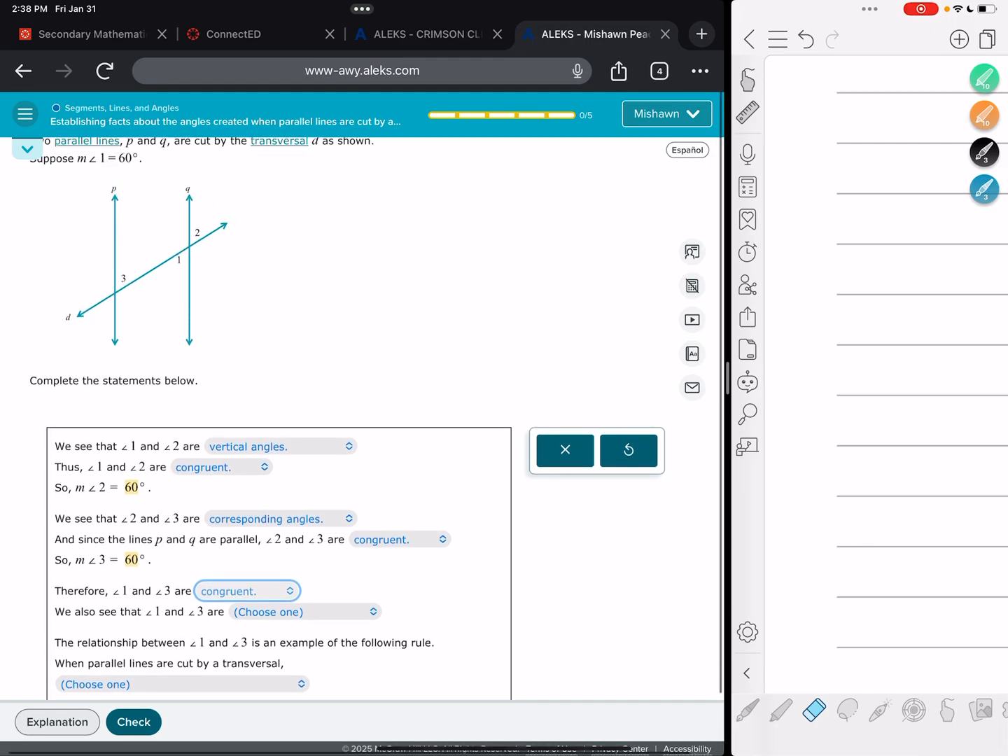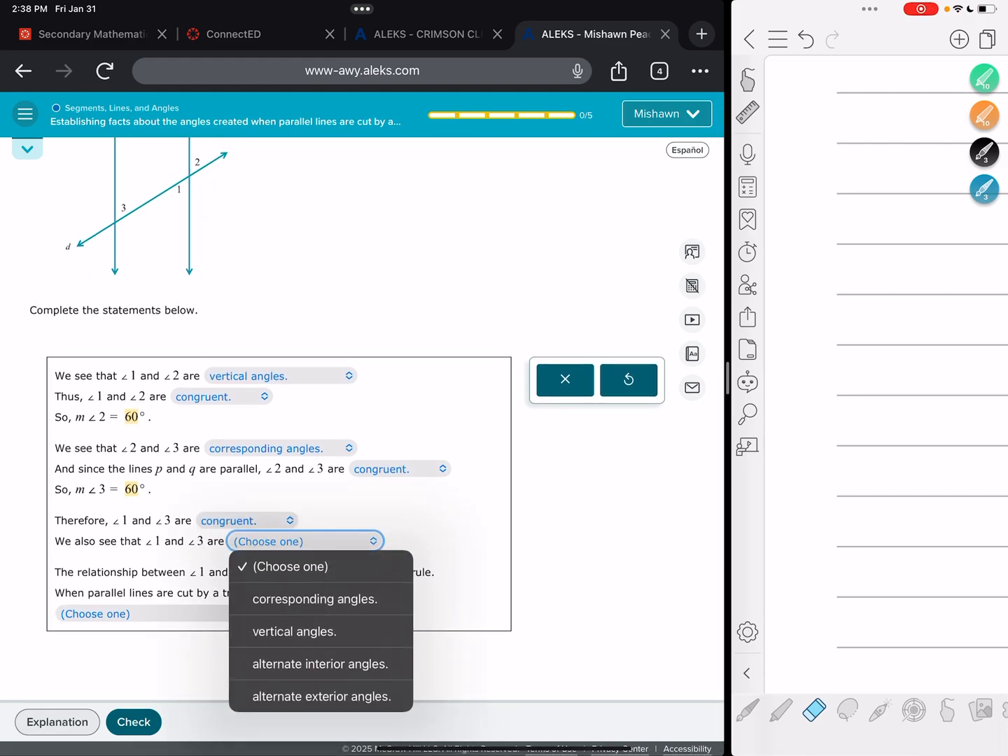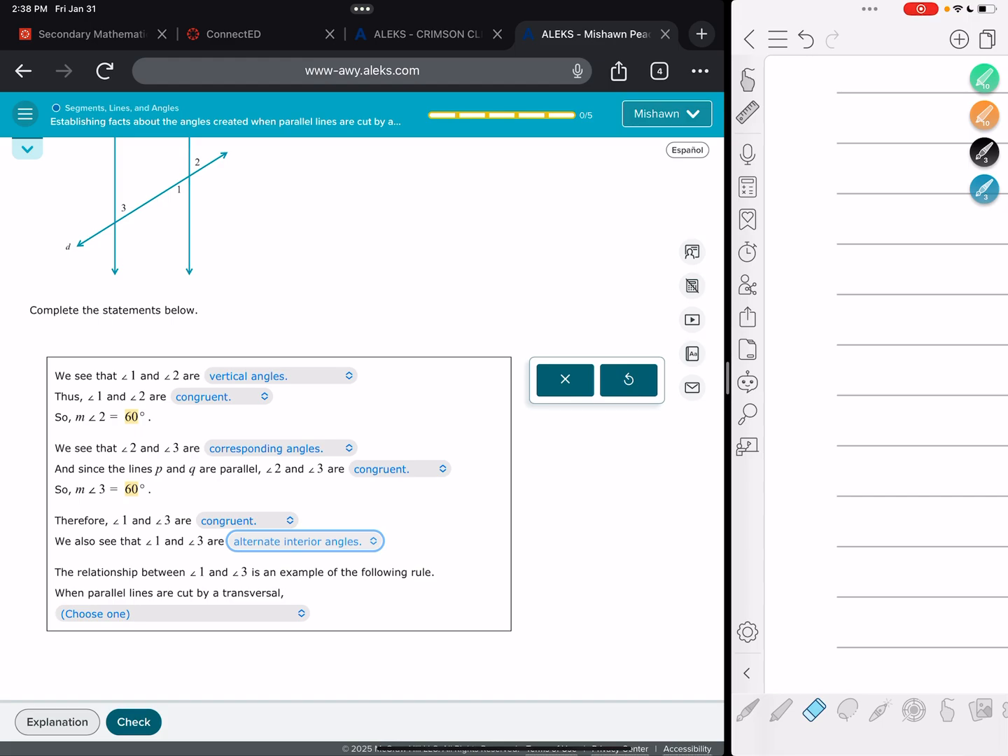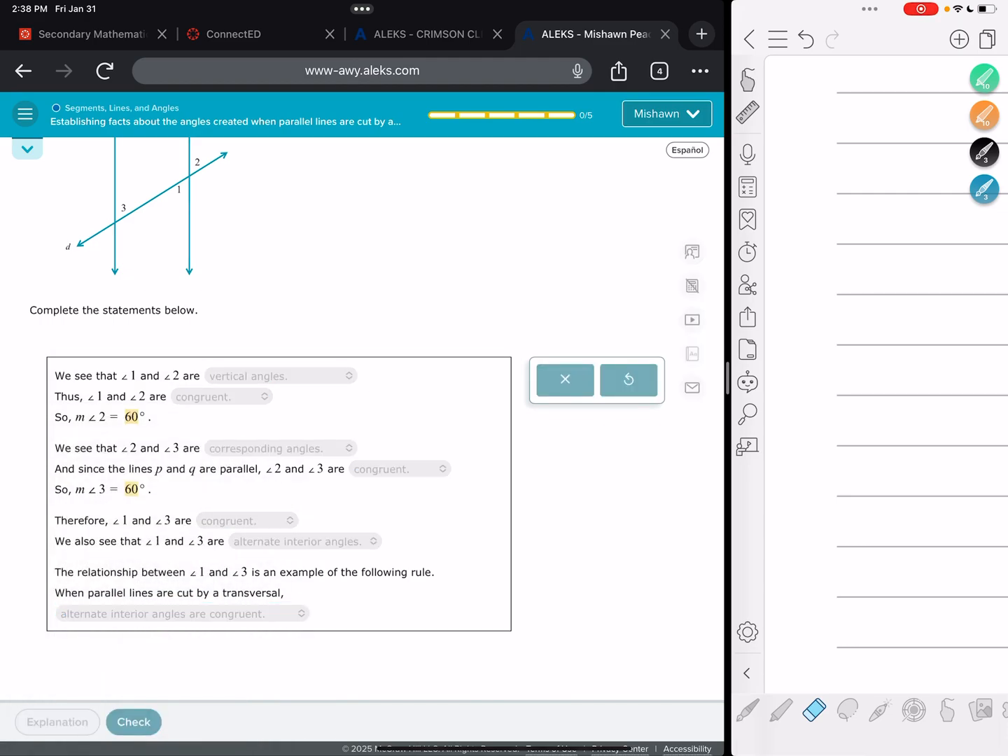Now, if I look at 1 and 3, I see they're both inside the parallel lines and on opposite sides of the transversal line, so that means that they are alternate interior angles. So the last part just wants me to combine those together. So I'm going to say alternate interior angles are congruent, which we can check.